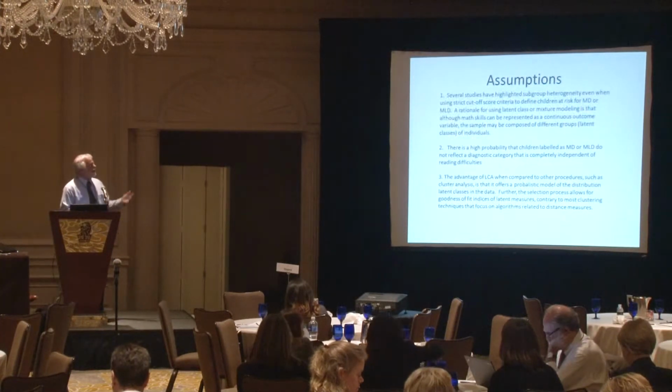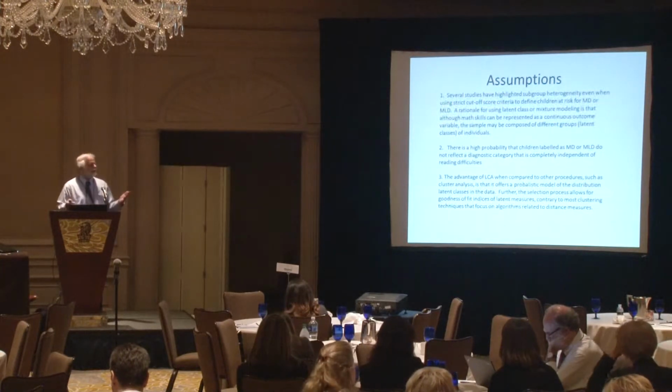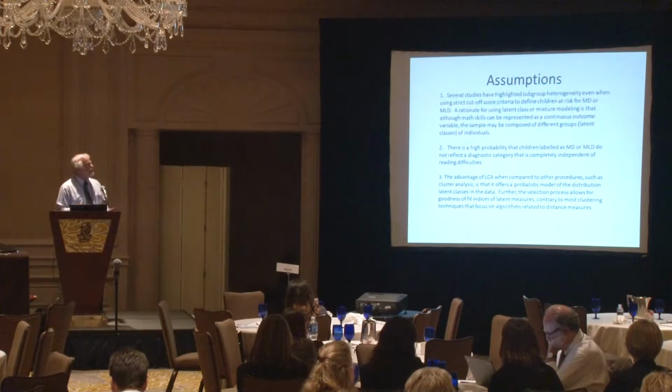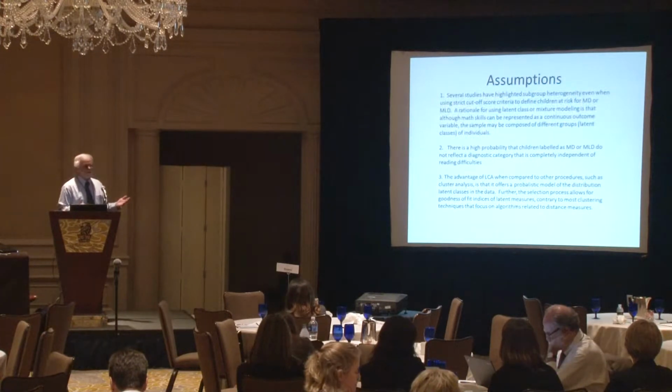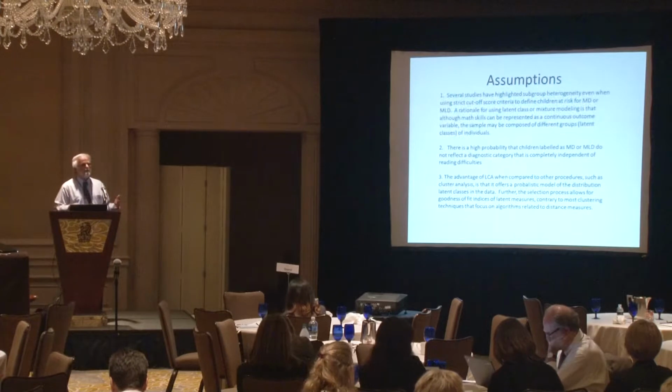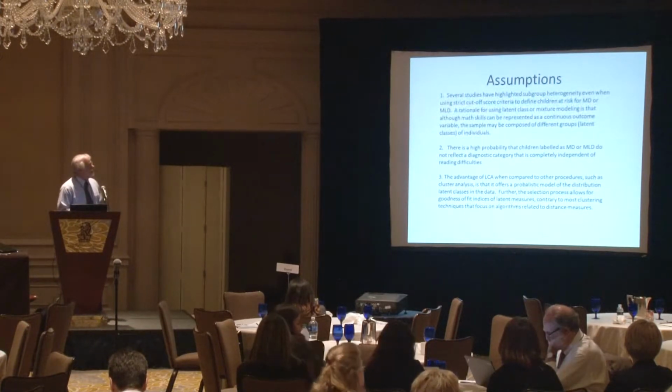My assumption is that even though we use cutoff scores, there's a lot of heterogeneity within that particular population we come up with. And even though we look at these as continuous variables when we talk about math, there could be some hidden groups or some hidden subgroups within that particular population.